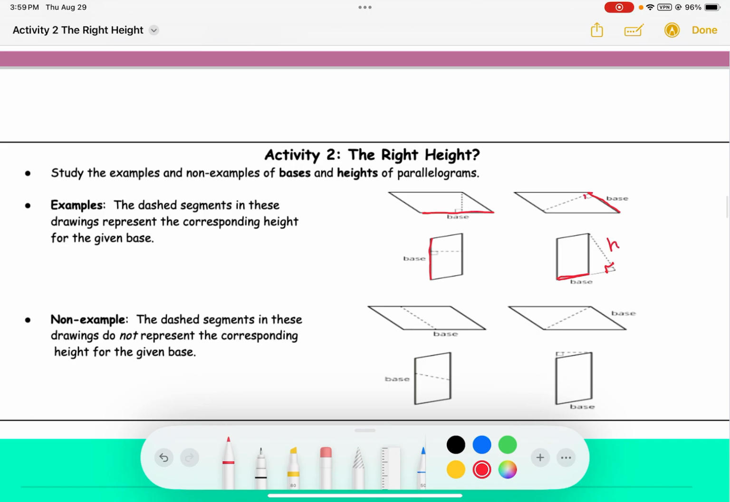Here, notice each time it's the base, there's a right angle, and there's a dotted line that forms the height. So what I notice is for the examples, all of them have this right angle, or they're perpendicular with the base. The non-examples, notice they do not have a right angle with the base. This one does have a right angle, but notice the base is here, and the right angle is not anywhere attached to the base. So that's just the opposite side, so that one doesn't work either.